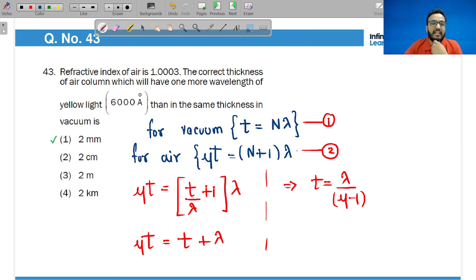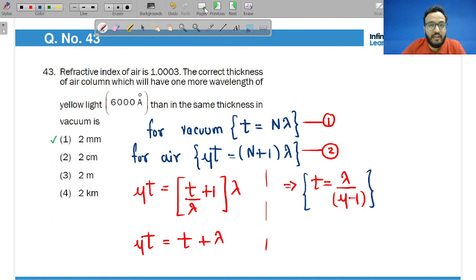And it is saying that as compared to vacuum, in air it is traveling an extra wavelength. That means n plus 1 into lambda. This is the actual optical path in air, right? Geometrical path is t only, but optical path is mu t. So if you take the ratio, find out, t comes out to be lambda upon mu minus 1.